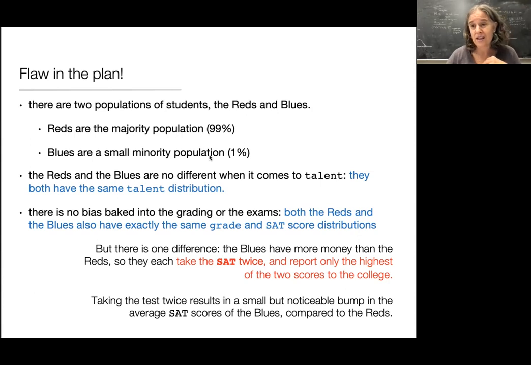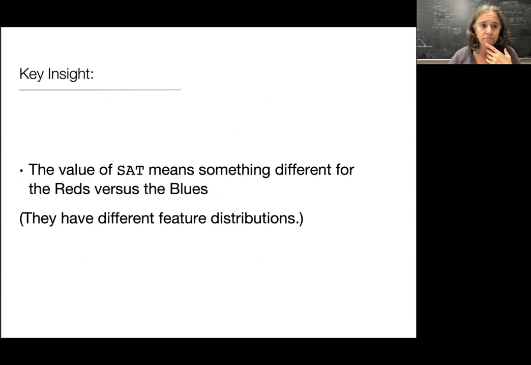If I have a score of 93 and I take the SAT twice, one time might be a little above my talent and one time might be a little below my talent. And of course, I'm only going to record the higher one. That's what I'm going to send. So here's another key insight: the value of SAT, the variable that we're collecting, means something different for the reds versus the blues. They're fundamentally different variables for the two groups of people.